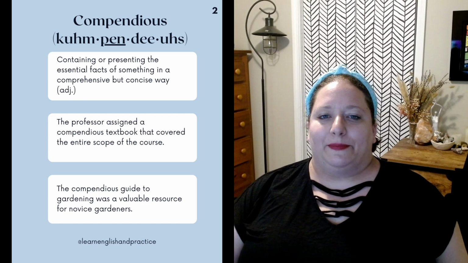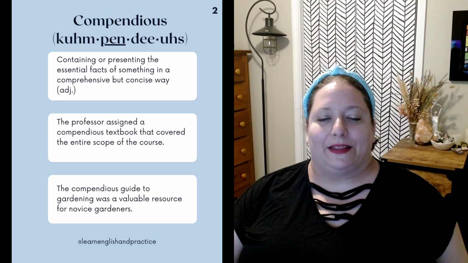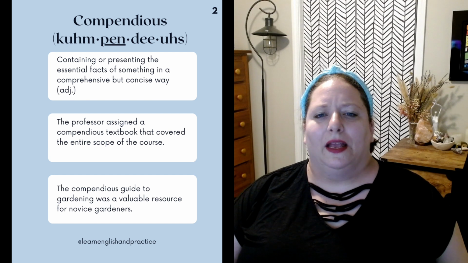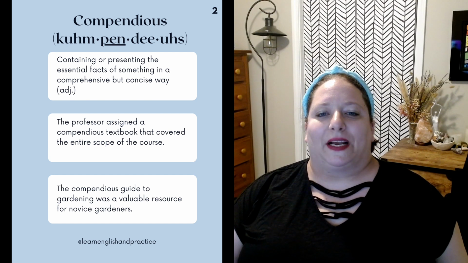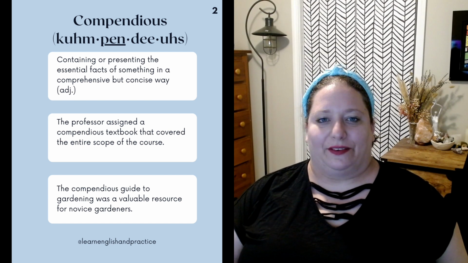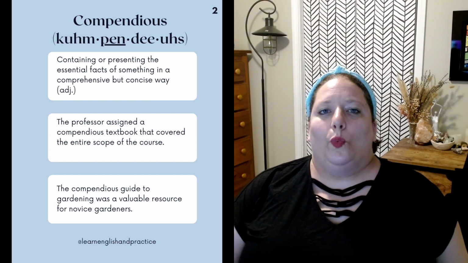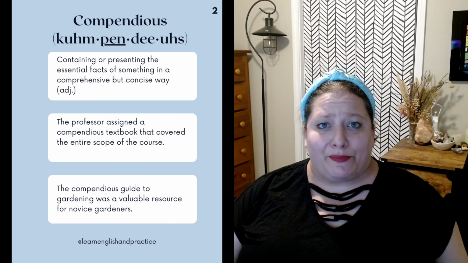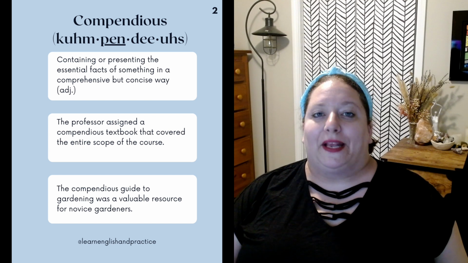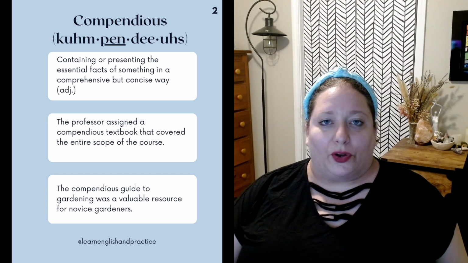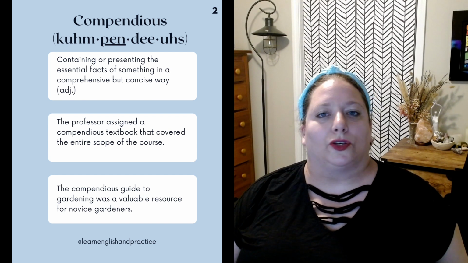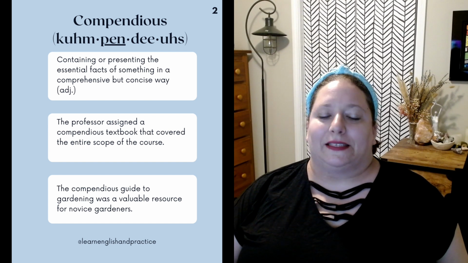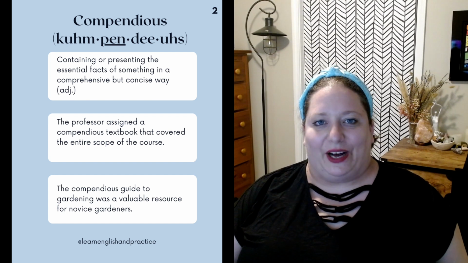Compendious. This means containing or presenting the essential facts of something in a comprehensive but concise way. It's an adjective. So you want, for example, a security briefing for a president to be compendious. It contains all the crucial info, but it's not long and drawn out, and it doesn't have excessive detail.